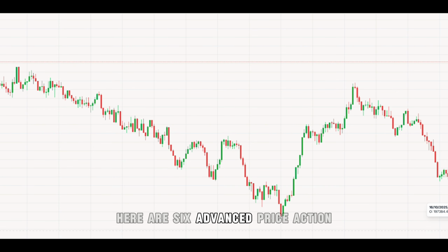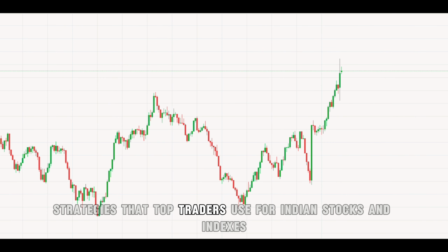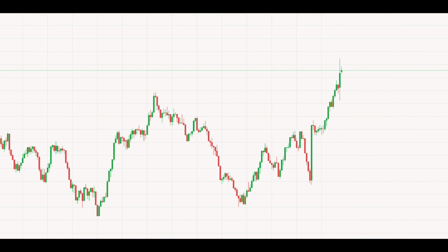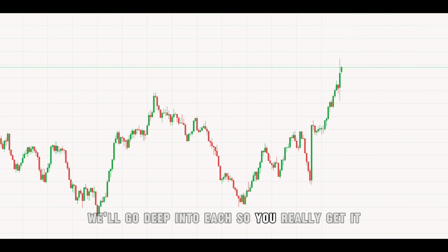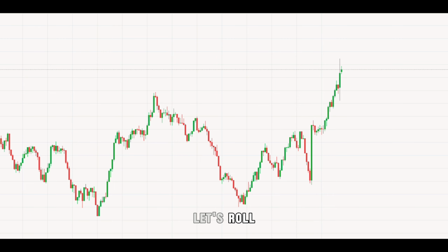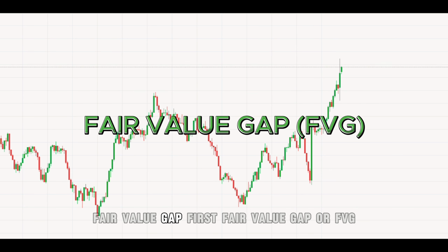Here are 6 advanced price action strategies that top traders use for Indian stocks and indexes. We'll go deep into each so you really get it. Let's roll. Fair value gap.